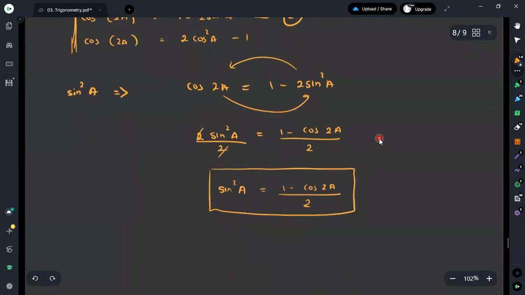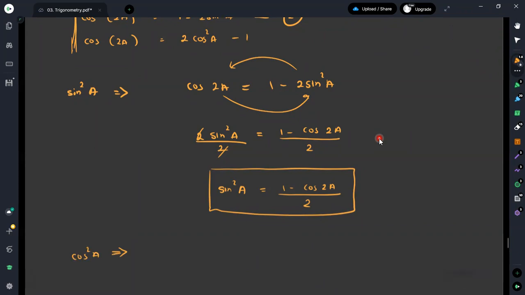Now you can see that in the left hand side there is a power, but in the quantity on the right hand side of the equation, there is no power. Therefore, we have reduced the power, but we have used a double angle formula there. Then we obtain an equation for cosine squared A.